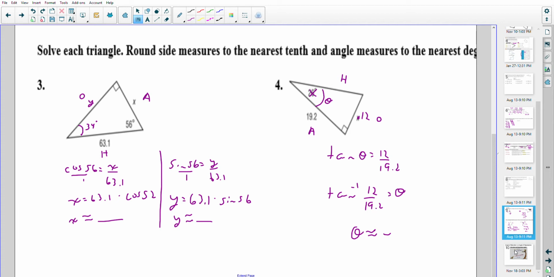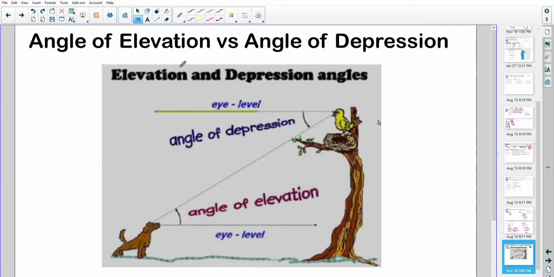Two other concepts that go hand in hand are the angle of elevation and angle of depression. Both of these are going to be formed by horizontal lines and the line of sight. And this right here, I like to think of as the sight line, the eyes of the bird, eyes of the dog. And so it's the angle that's formed by the horizontal and the sight line. So eye level, or I like to think about it as horizontal line. Horizontal and the sight line.